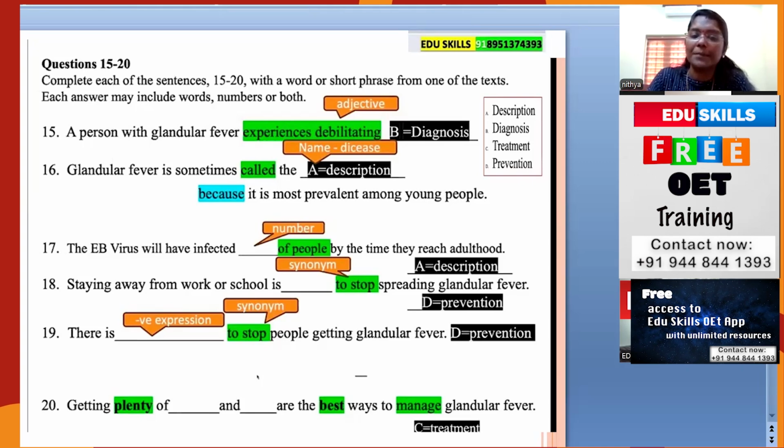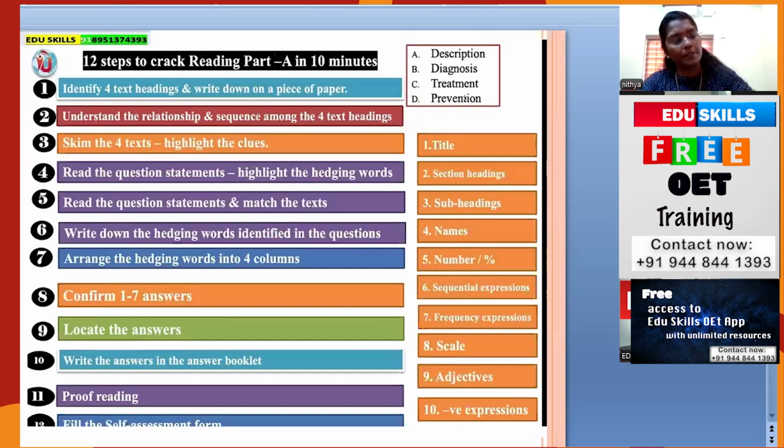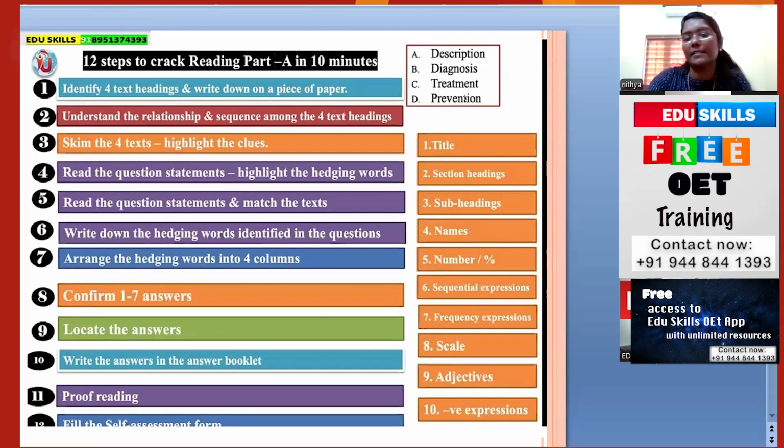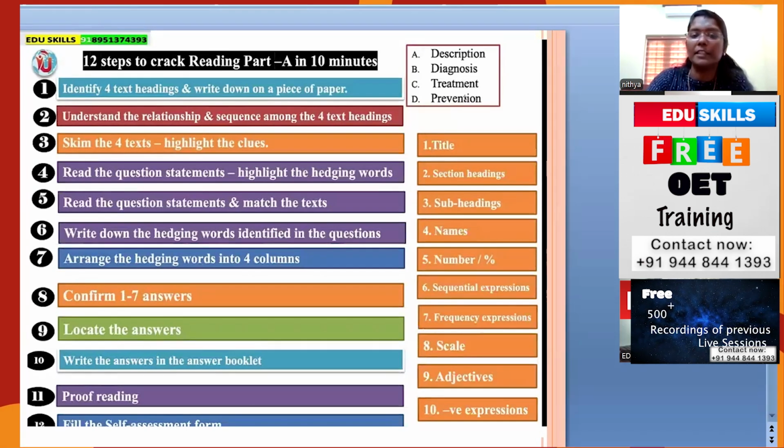Then getting plenty of dash and dash are the best ways to manage glandular fever. Treatment, manage. C is the treatment. Okay, you have written 12 steps. We have already done 1, 2, 3. Then read the question statement and highlight the hedging words, we have done. Then the fifth is to read the question statement and match with the text, done. Steps 6 and 7 are the assignment for you: write down the hedging words identified in the question and arrange them into 4 columns. That is the assignment for you, and you have to share your learning experience on the main platform.